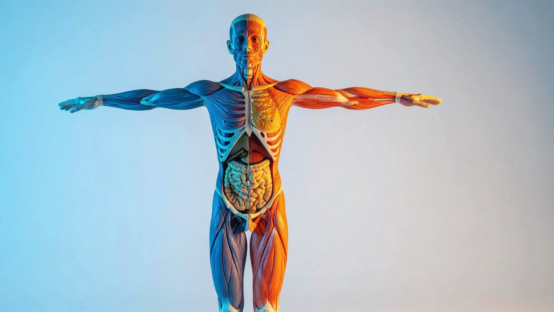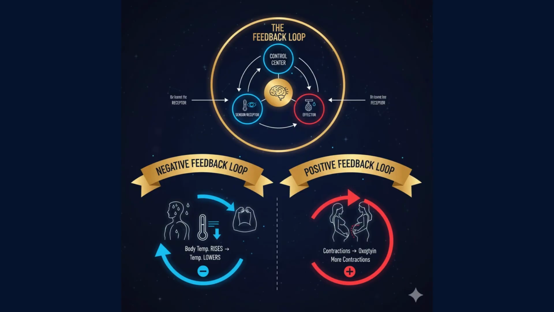Think of your body temperature, your blood pH, your blood glucose levels. All of these variables must be kept within a narrow, non-negotiable range for your cells and organs to function correctly. Now, how does the body achieve this balancing act? The answer lies in what we call feedback loops. These are the control systems of the body, and they are typically composed of three main parts: a sensor or receptor that detects the change, a control center that processes the information and determines the appropriate response, and an effector that carries out that response.